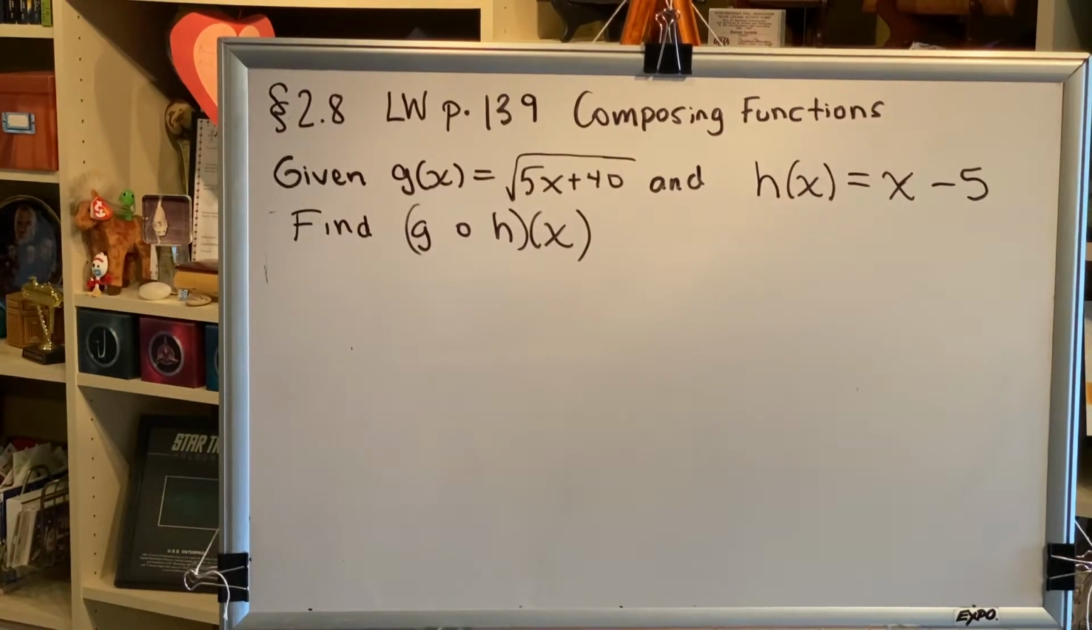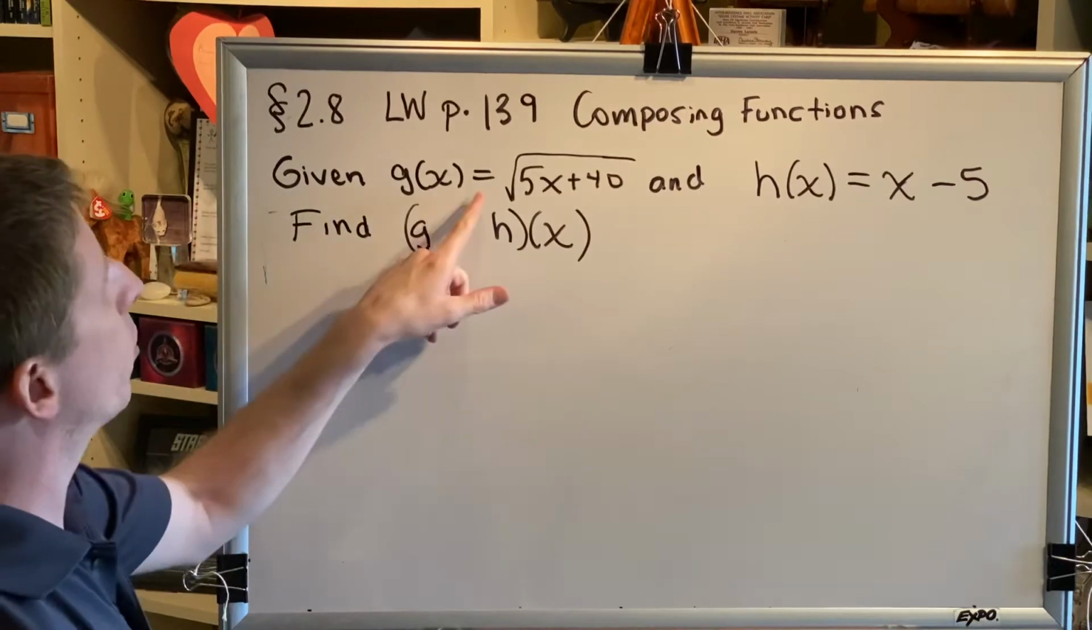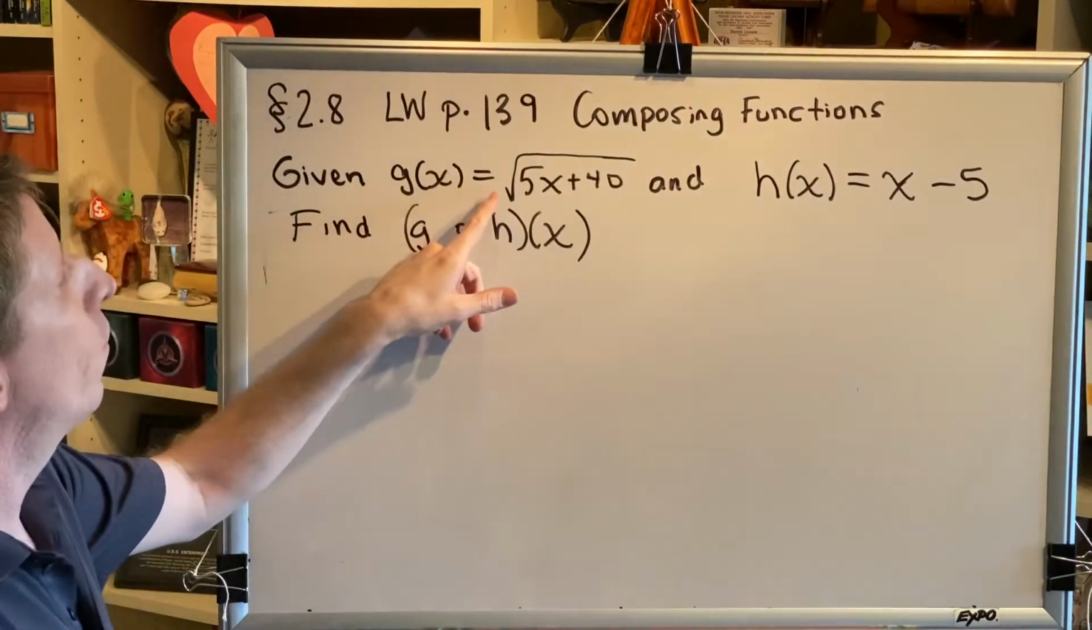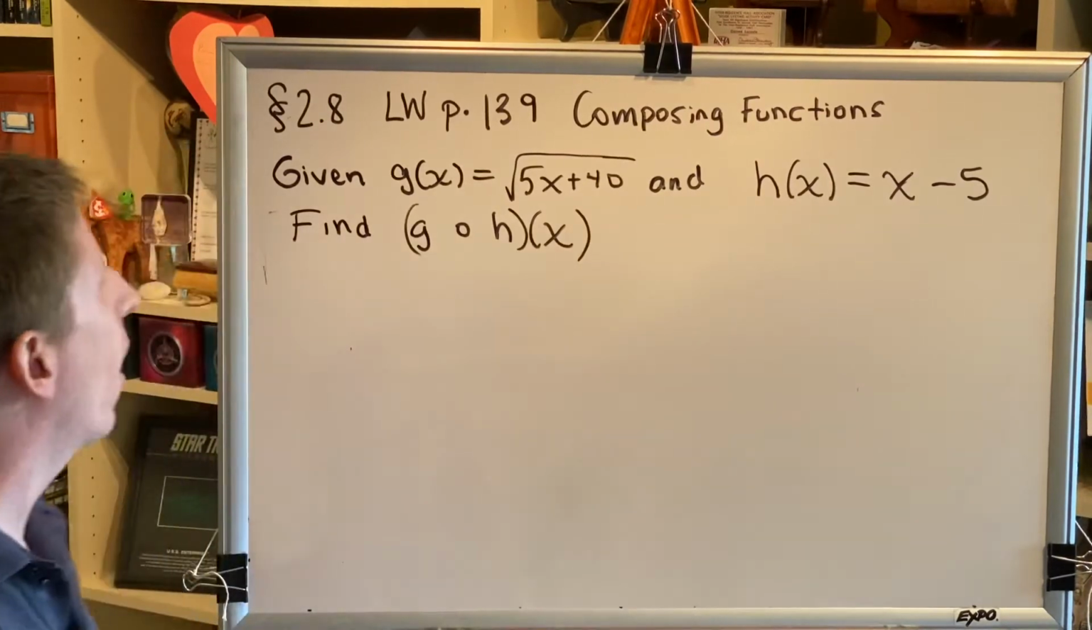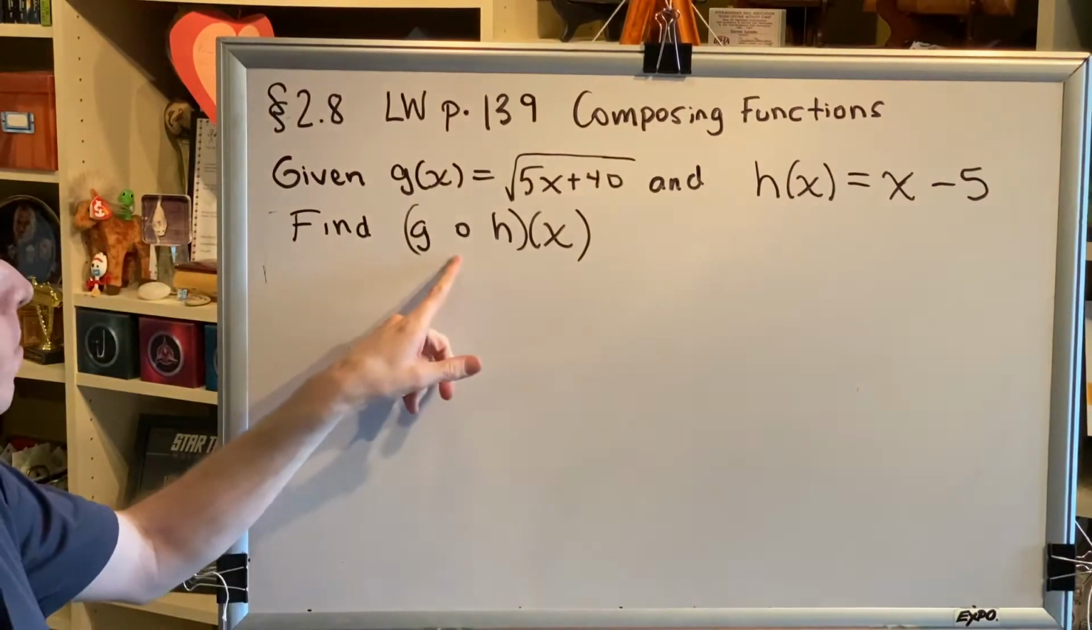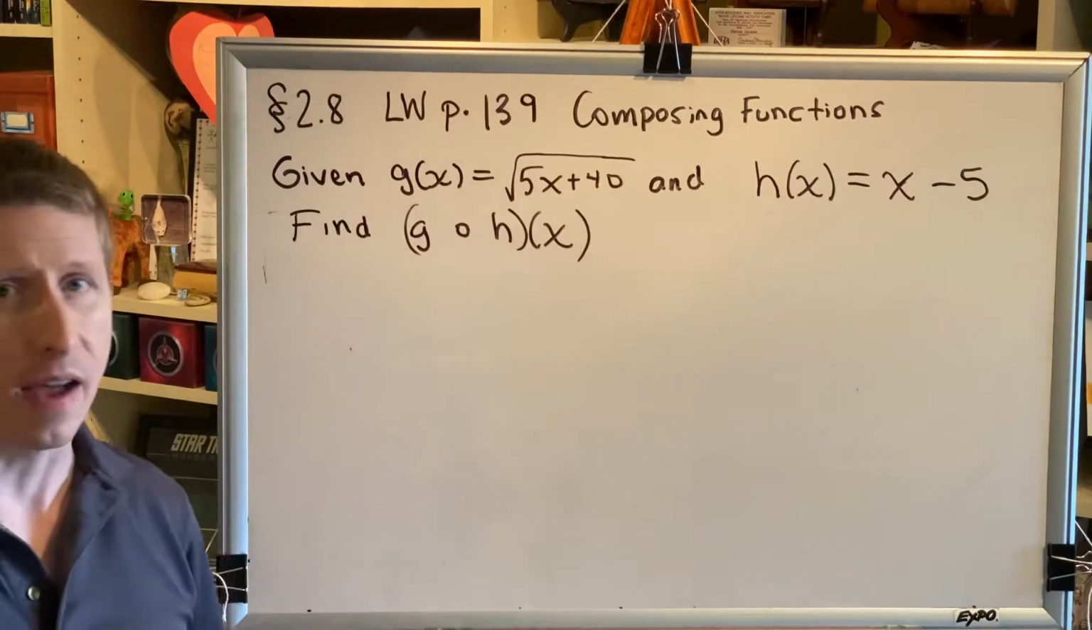We continue learning workbook page 139. Let's complete some ALEX problems. Given g of x equals the principal square root of the sum 5x plus 40, and h of x equals x subtract 5, find g composed with h of x.